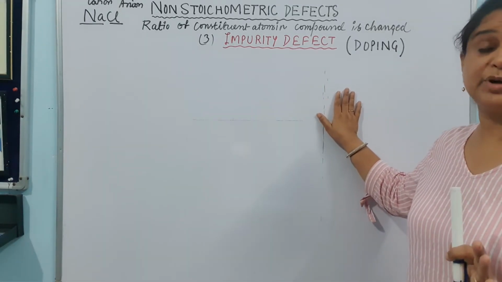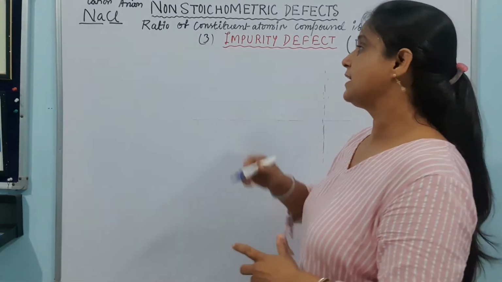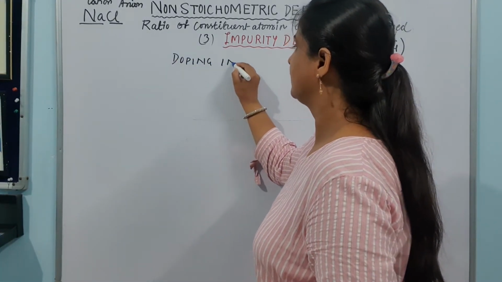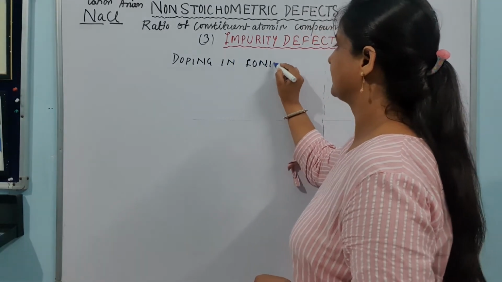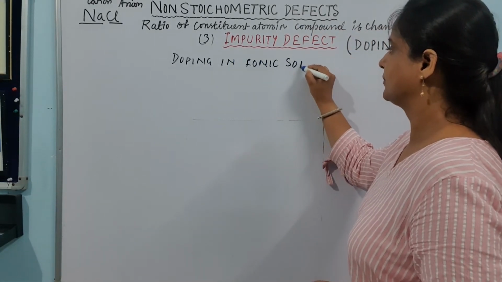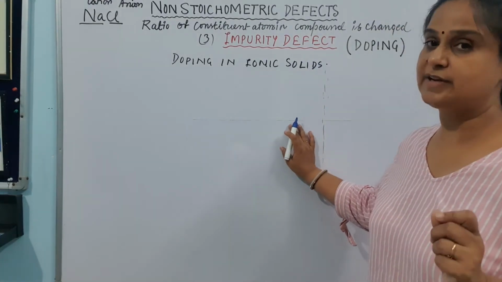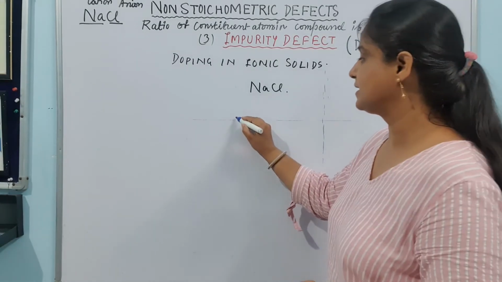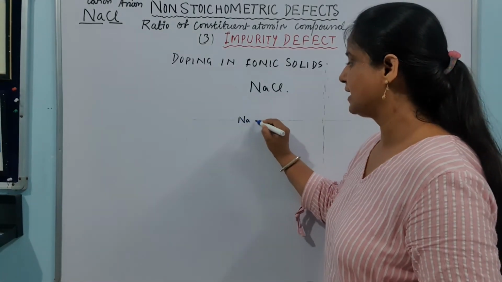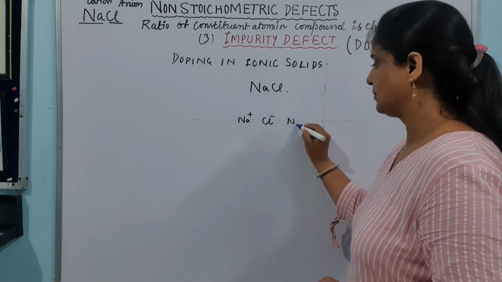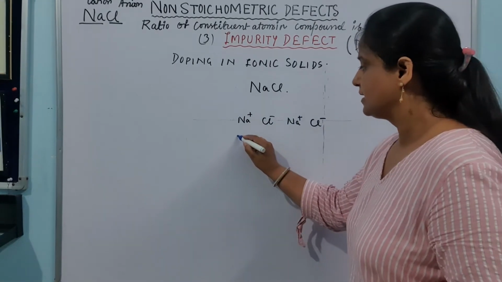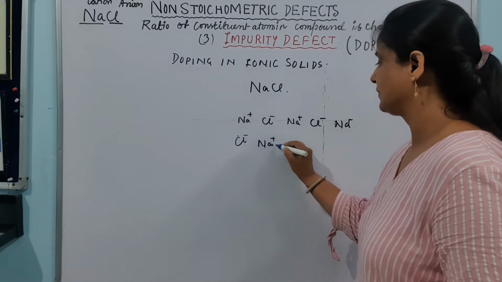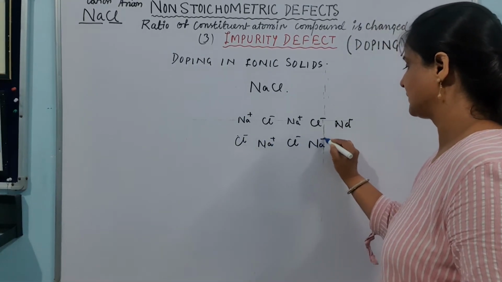We will understand this impurity defect in 2 categories. First is doping in ionic compounds, doping in ionic solids. Now in ionic solids we have one example, NaCl suppose. If I am talking about a crystal of NaCl, many times we have seen this is Na+ Cl-, Na+ Cl-, Na+ Cl-, Na+ Cl-.